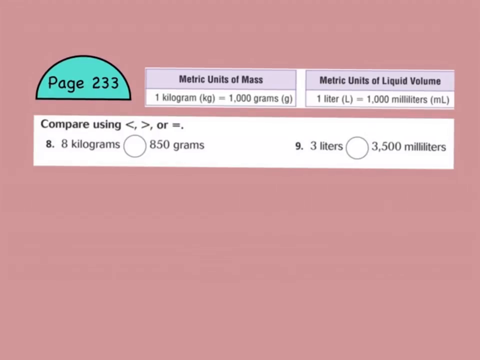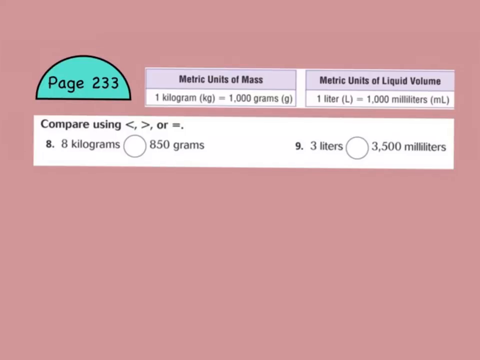All right, boys and girls, we are still on page 233, and we're actually taking a look at comparing. We're going to compare metric units of mass and metric units of liquid volume, and we're going to compare them using less than, greater than, or equal to. My first question is number 8. It says 8 kilograms is something to 850 grams.